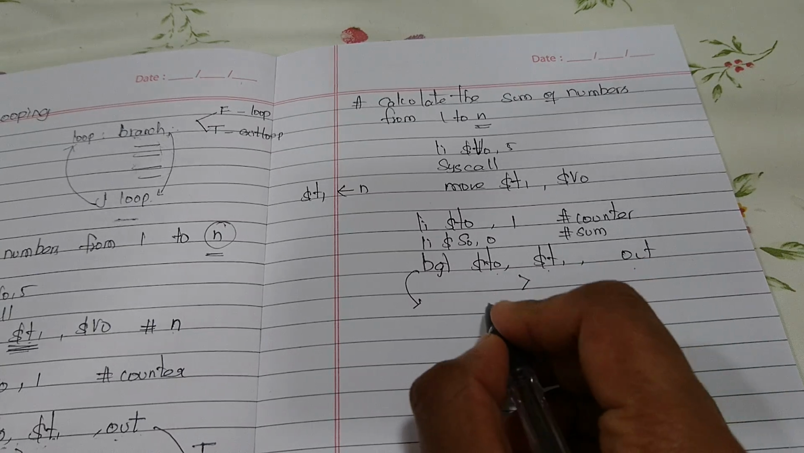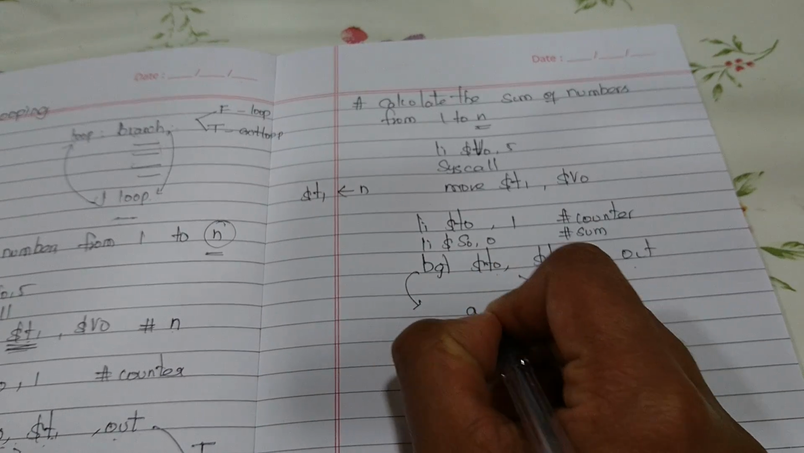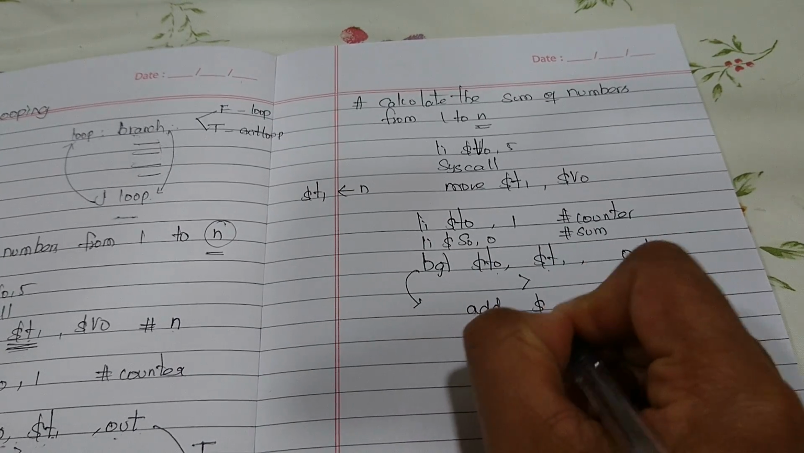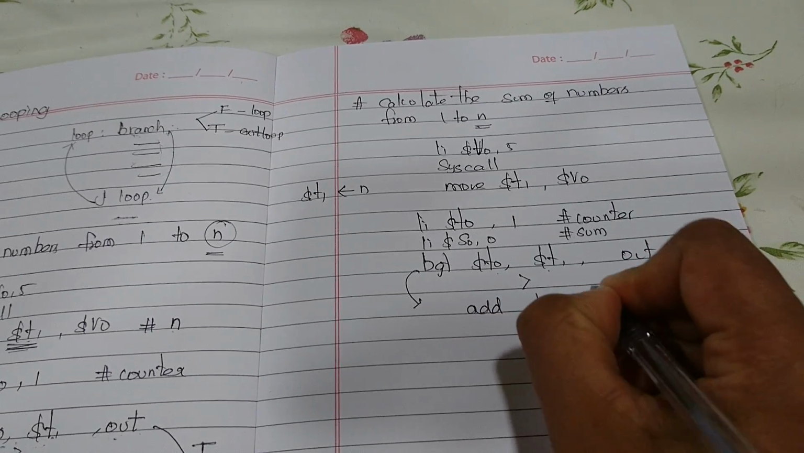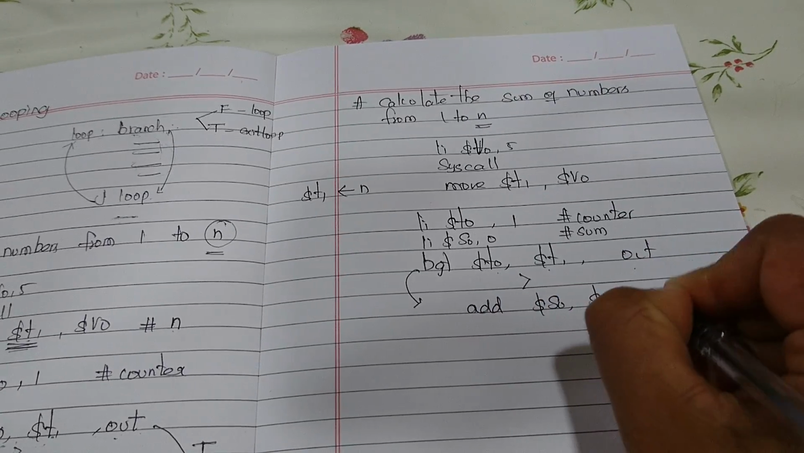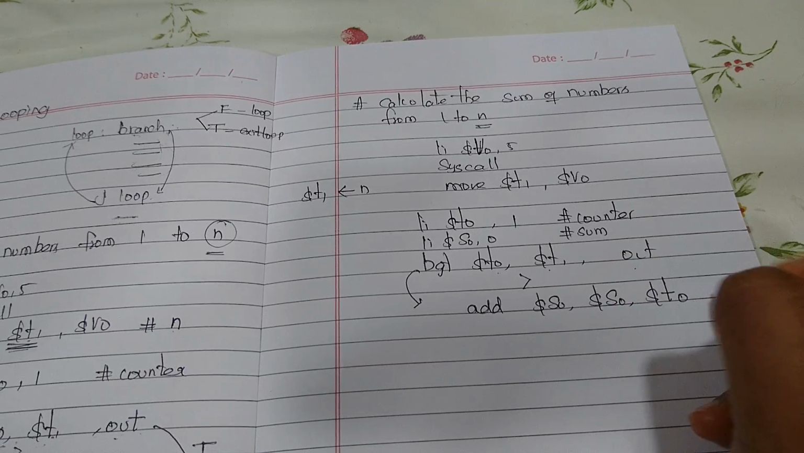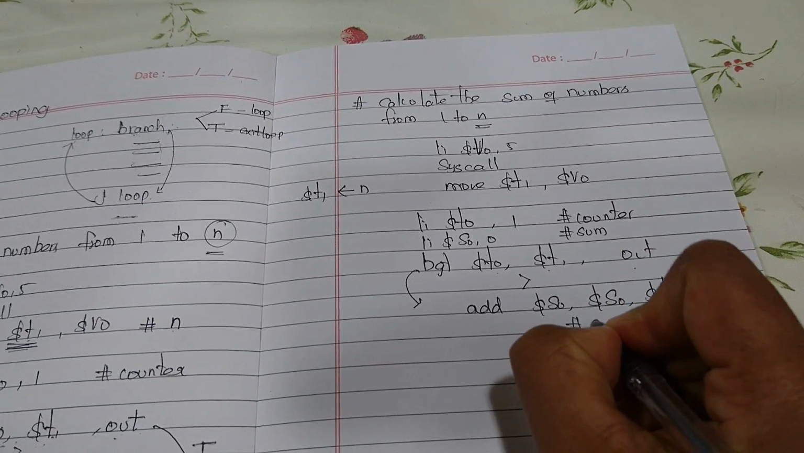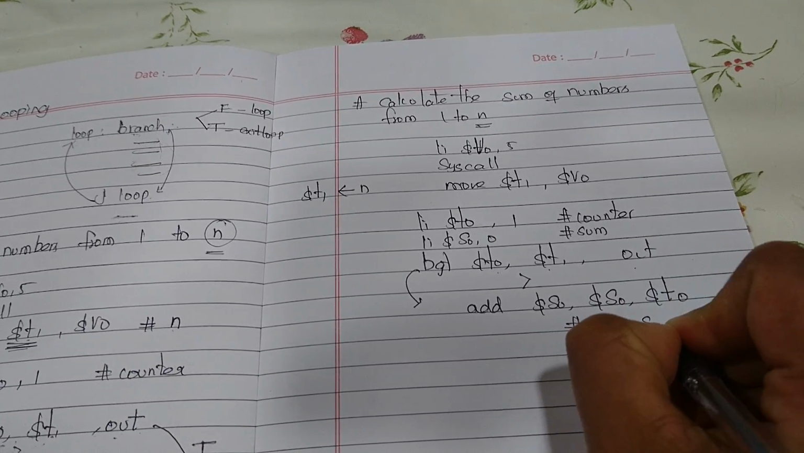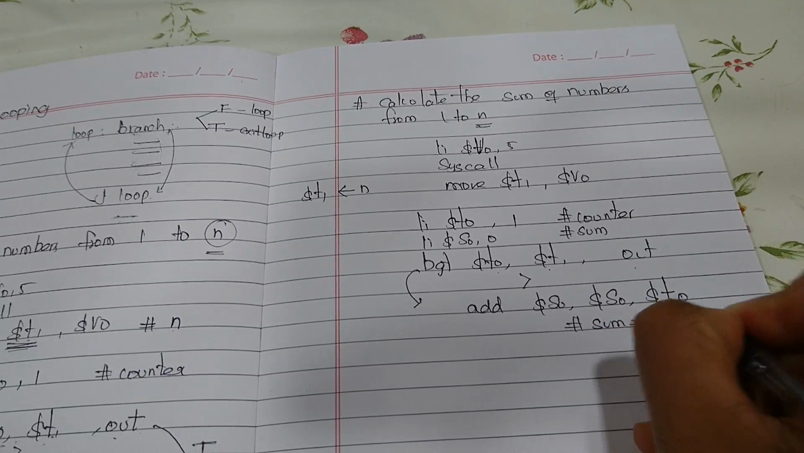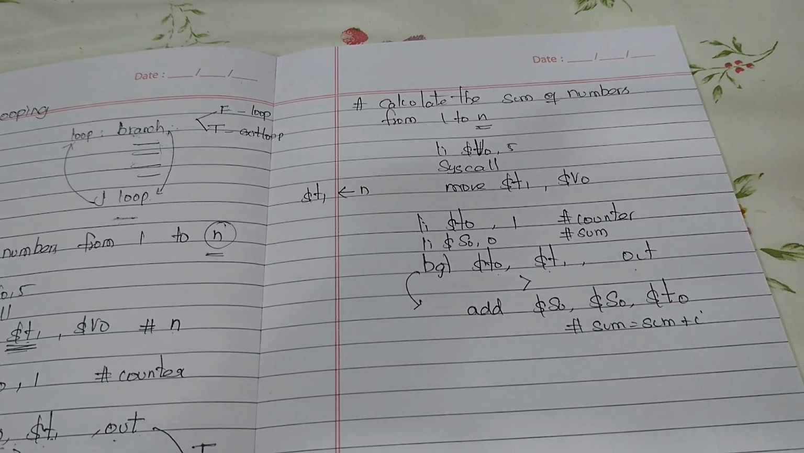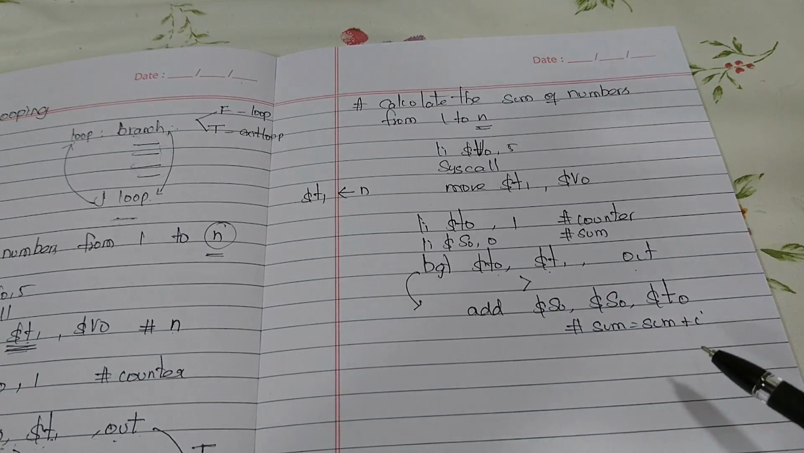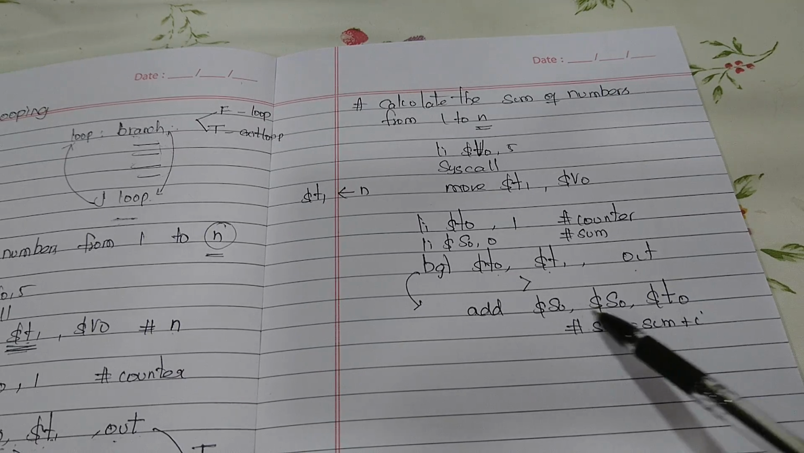Okay. Now inside the loop, what I am going to do, I am adding the value. Add register S0, register S0, register T0. You know in Java we used to say sum equals sum plus i. This is the meaning of this statement.